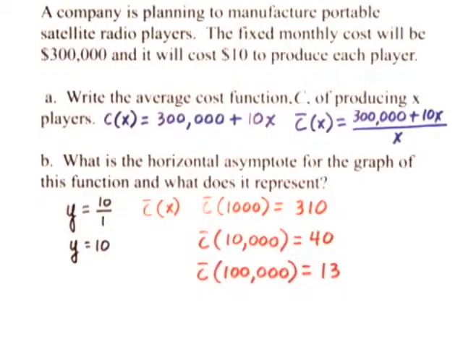So what's happening, you can see, the more we produce, the closer and closer the average cost value is getting to that number 10. So the horizontal asymptote means that the more players produced each month, the closer the average cost per radio for the company comes to $10.